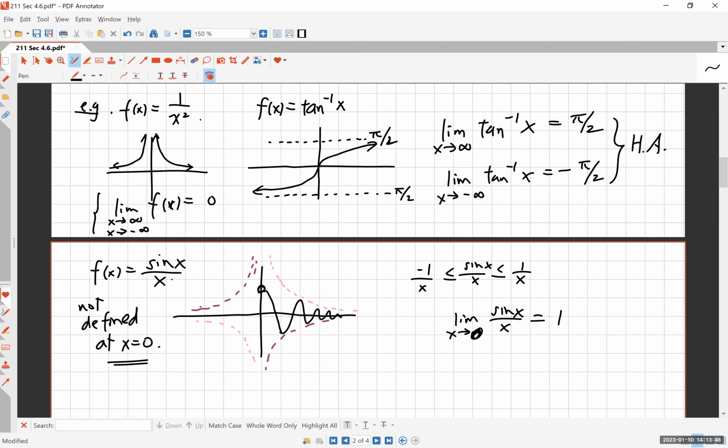Negative x is, you know, negative x. So if you switch x with negative x, you have sine of negative x over negative x, and that's negative sine of x over negative x. And so that is still the same as f of x, which means it's an even function. It doesn't matter if you have positive x or negative x.